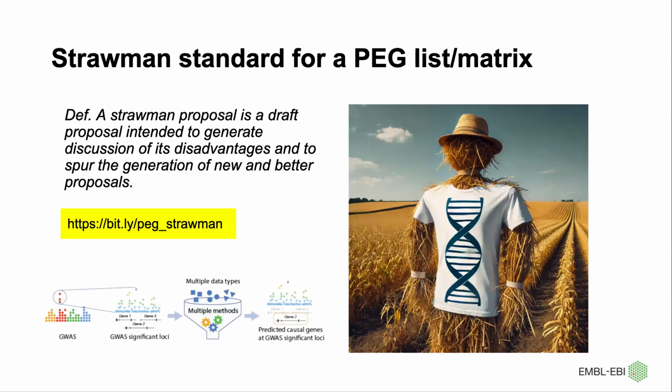Then we went on to present a straw man standard for what the standard could look like for a PEG list or matrix. A straw man proposal, just to clarify, is a draft proposal, and it's intended to generate discussion of its disadvantages and advantages, and to spur the generation of new and better proposals. If you want to have a look at the example files, you can use this link here. I'm going to show them, but if you just want to refer to them yourself, they're in this file.